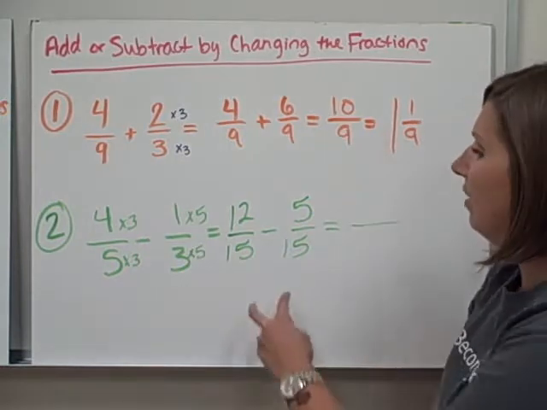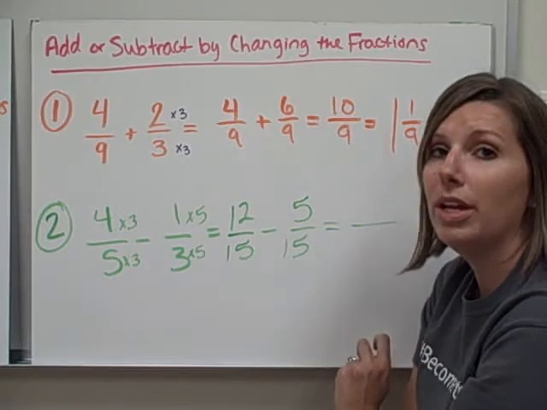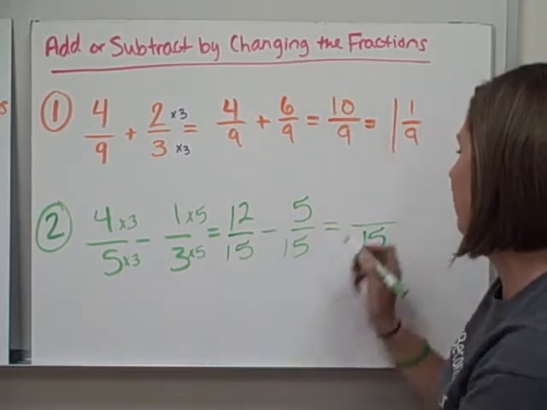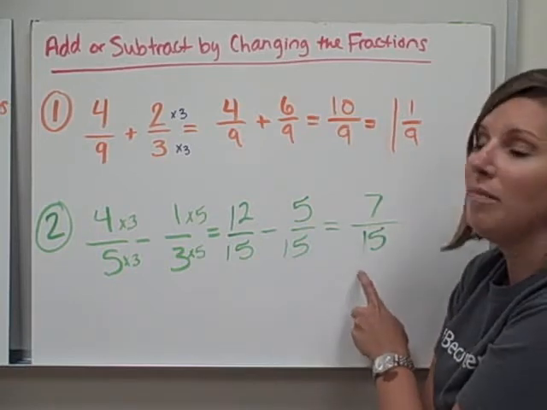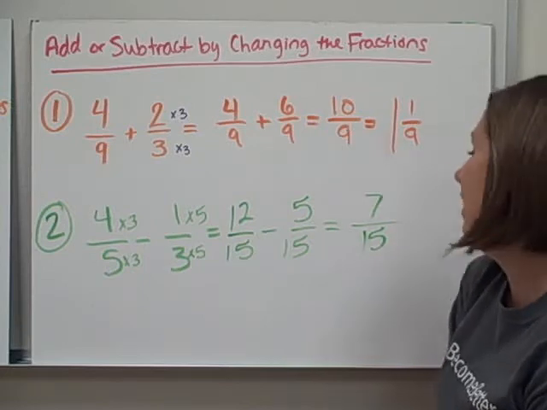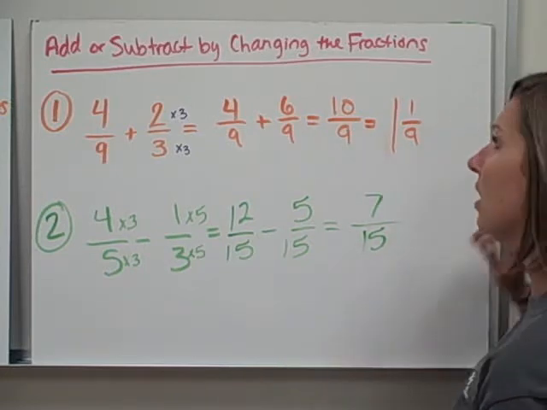Now I have like denominators, so I will subtract the numerators and keep the denominator the same. 12 minus 5 is 7. Once I have my fraction like this, I need to look to see if it can be simplified. In this case, it cannot be simplified any further. So that's my answer, 7/15.